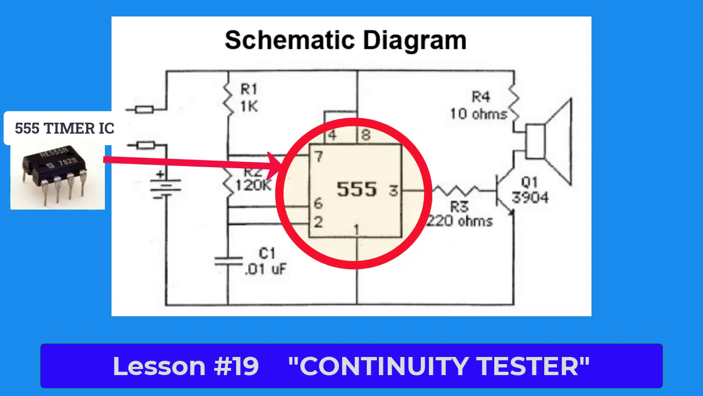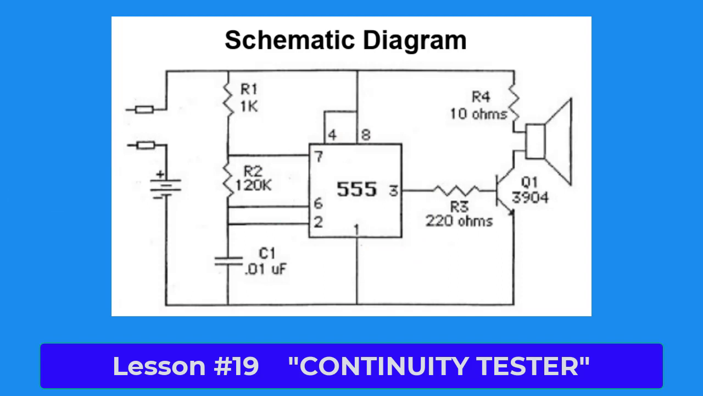a circuit under test. To test for continuity, you use the probes shown in the upper left side of the schematic diagram. To test a fuse, touch a probe to each end of the fuse, and if it makes a sound, the fuse is good because it has continuity.